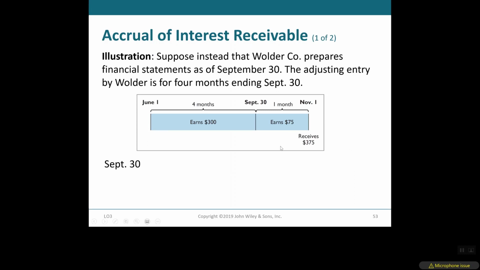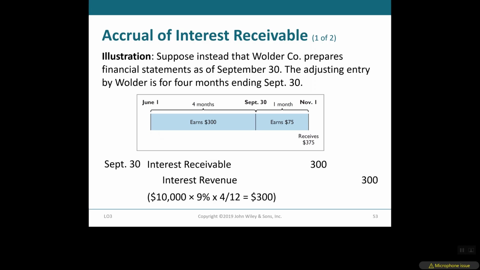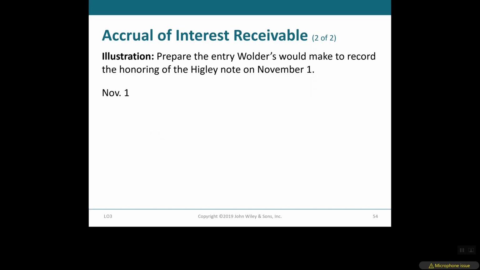So suppose instead that Walden Company prepares financial statements as of September 30th. The adjusting entry by Walden is for 4 months ending September 30th. Because we're only dealing with 4 months, we're going to take note of only those 4 months, leaving the period from November 1 to when it becomes due. So we have interest receivable of 300 because we calculate based on 4 months, and interest revenue of 300. The remaining 75 is going to be acknowledged on November 1.